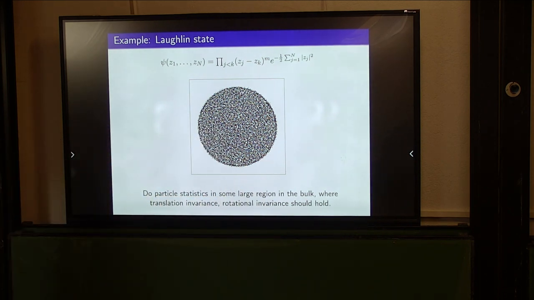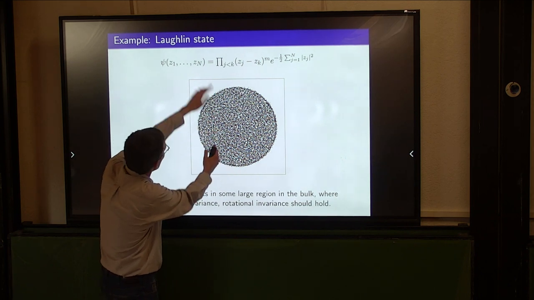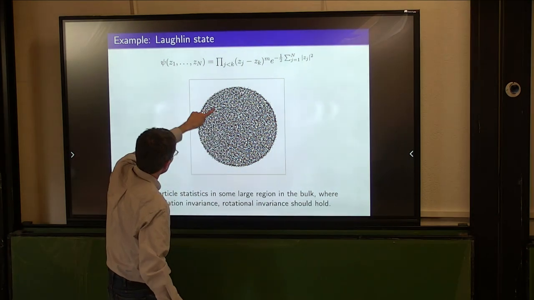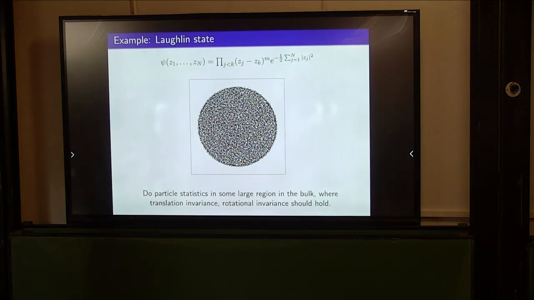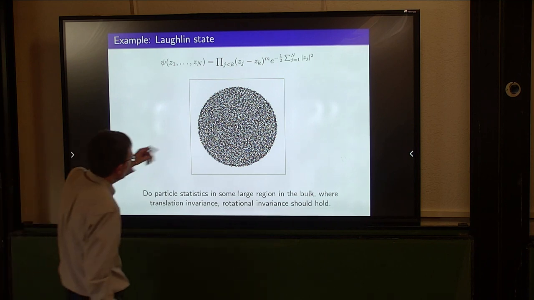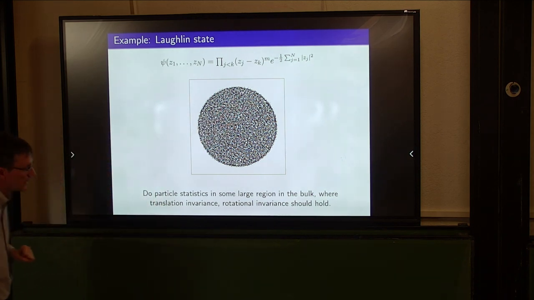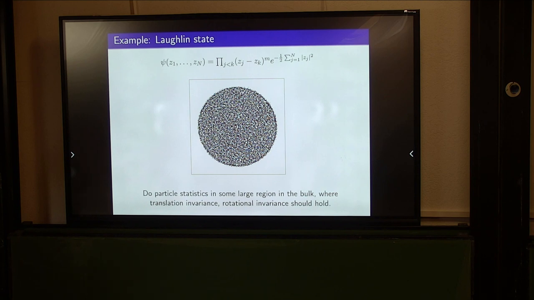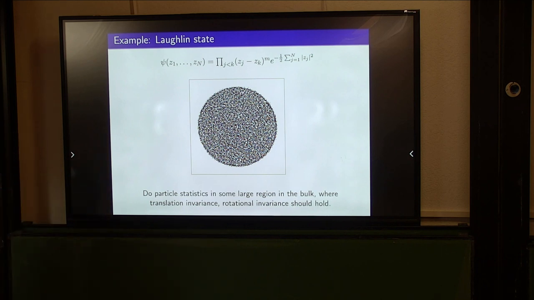If you want to play this particle statistics game, the way I draw it, when n goes to infinity, the radius of this droplet will be proportional to the square root of n. One thing you can do is draw some subregion A here in the bulk, and you see how the particle fluctuations behave when you increase the size of A. And in principle, I want to be able to do that for any reasonably looking shape.